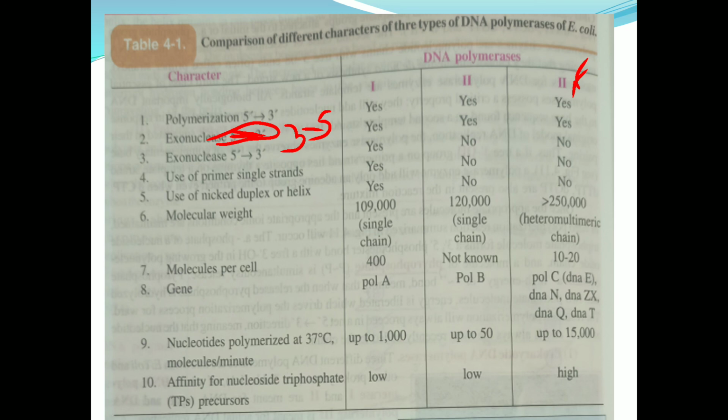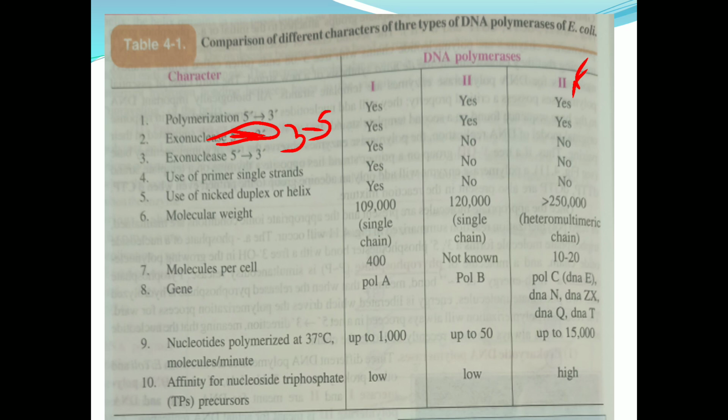The molecular weight of polymerase 2 is around 1,20,000, which is also a single chain. And polymerase 3 has a molecular weight of more than 2,50,000, which is a heteromultimeric chain consisting of around 10 subunits. The number of molecules per cell is around 400 for polymerase 1, unknown for polymerase 2, and 10 to 20 for polymerase 3.